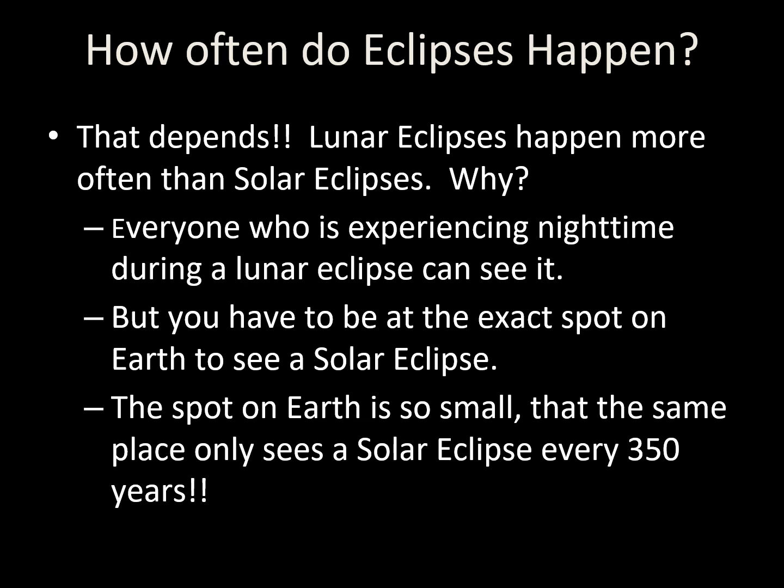How often do they happen? Well, it kind of depends. Lunar eclipses happen more often than solar eclipses. Everyone that is experiencing nighttime during a lunar eclipse can see it, which is different from a solar eclipse. You have to be in the exact spot on Earth to see a solar eclipse, but lunars, again, it's different. If it's night, you can see it. The spot on the Earth is so small that the same place only sees a solar eclipse about every 350 years. So if you saw the solar eclipse a while ago here in Georgia, you won't see another one.